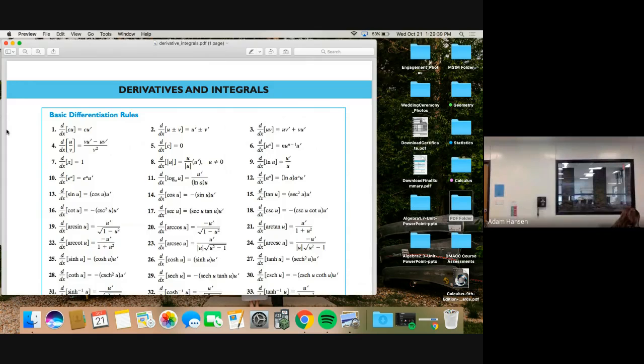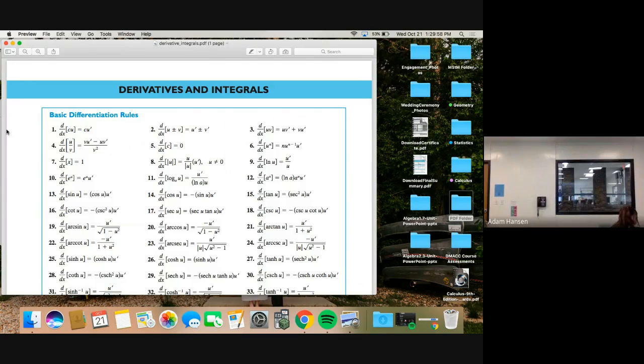I have e raised to some function of x, e to the 3x, so I take the derivative of each piece. The derivative of e to the 3x is e to the 3x. Now multiply that times the other function. The derivative of 3x is just 3. So altogether, 3e to the 3x.